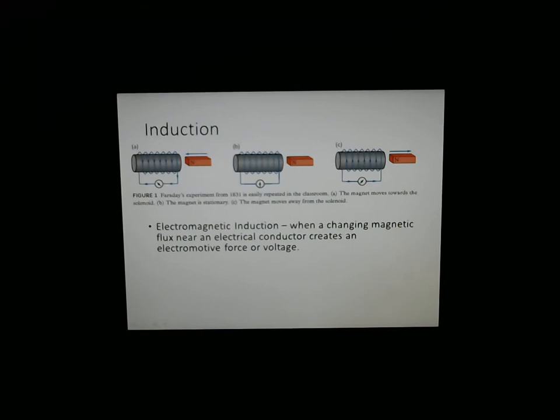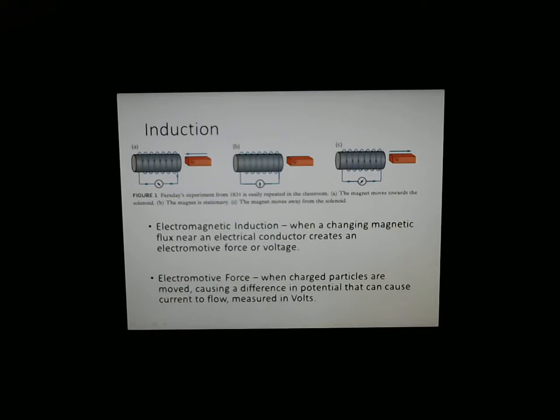When a changing magnetic flux near an electrical conductor creates electromotive force or voltage. Now, because there is a current and there must be a resistance in the wire, there must be a voltage to push on the electrons, and that's what they're calling electromotive force here. Electromotive force is when charged particles are moved, causing a difference in potential that can cause currents to flow, and that's measured in volts. Now, this still happens even if there's no circuit.